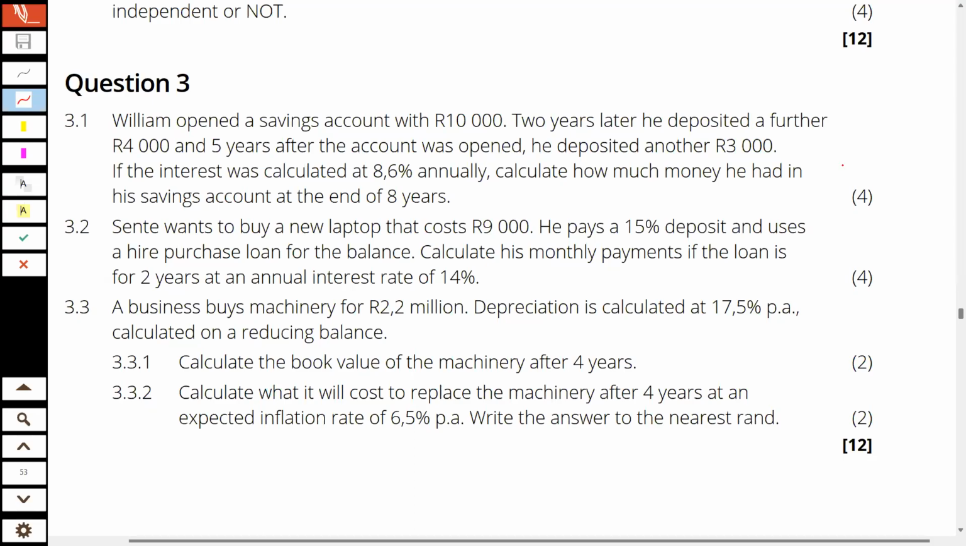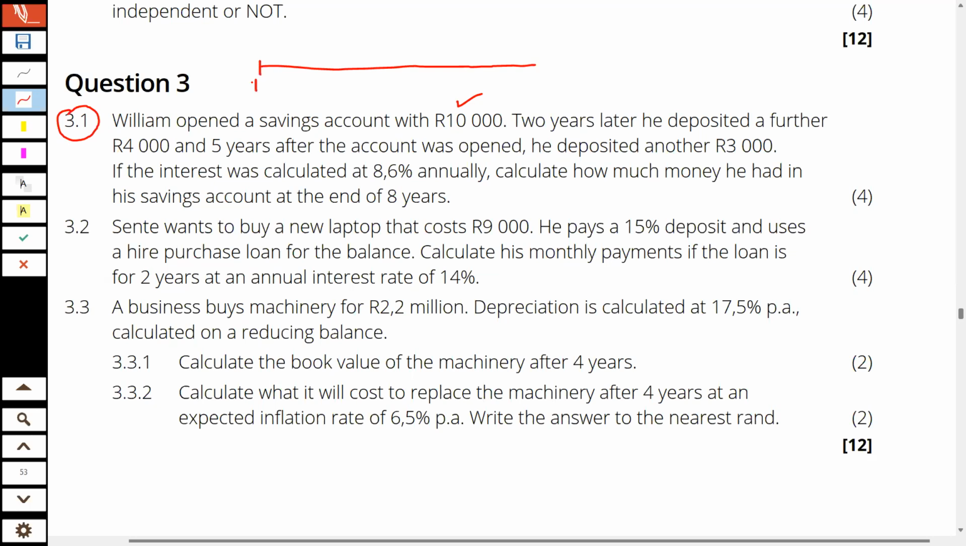Okay, we're looking at mathematics of finance. There's a guy called William in question 3.1. William opened a savings account with 10,000 Rand. 2 years later, he deposited a further 4,000. So in other words, in 3.1, we have a timeline like this.